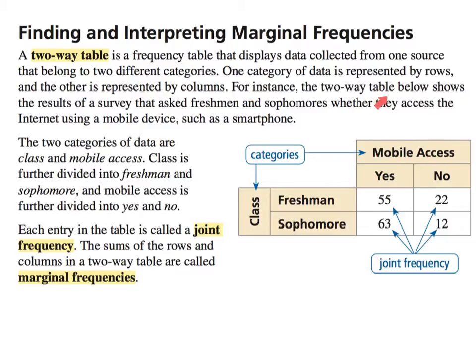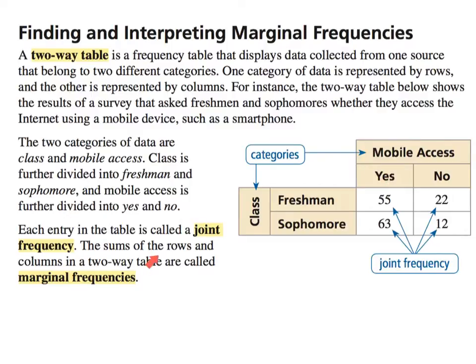For instance, the two-way table below shows the results of a survey that asked freshmen and sophomores whether they access the internet using a mobile device such as a smartphone. So in each of these categories, you will notice that it's class and mobile access, and within each, class is divided into freshmen and sophomores, mobile access is yes or no. Each entry, so each of these, is called a joint frequency. So this is a joint frequency. This is a joint frequency. Let's think about what that means. Frequency is the number of times it happens, and joint means there's two things that form that.